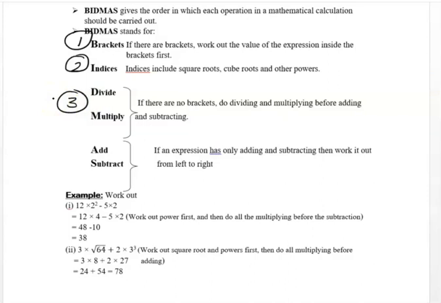So when you have both division and multiplication, you will do it in the order it is written in. For example, 8 times 4 divided by 2. You would do it in the order it's written in. The same rule applies to addition and subtraction. So if you had 9 minus 7 plus 2, you should do it in the order it is written in.